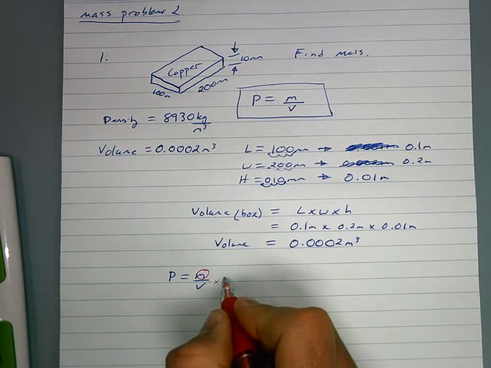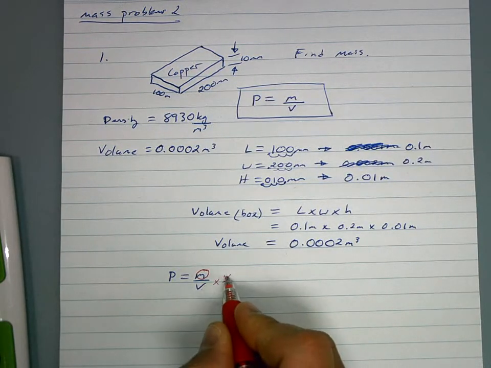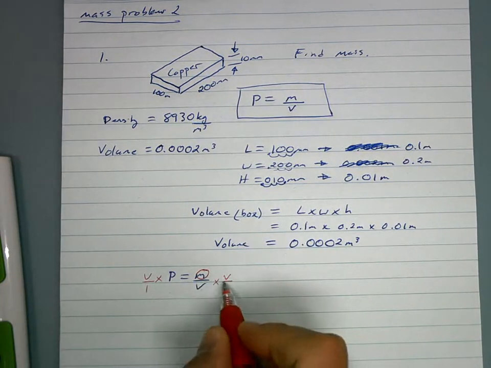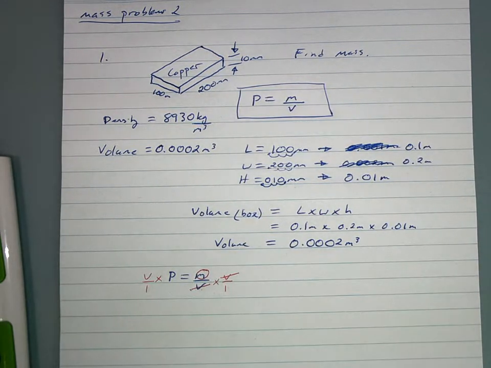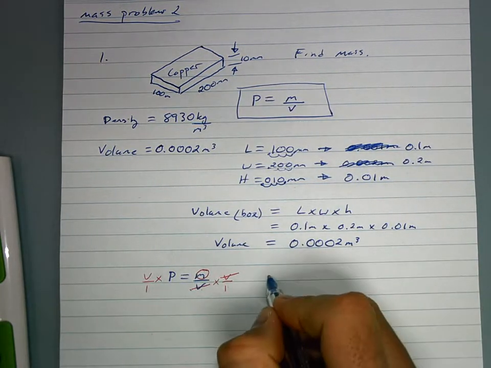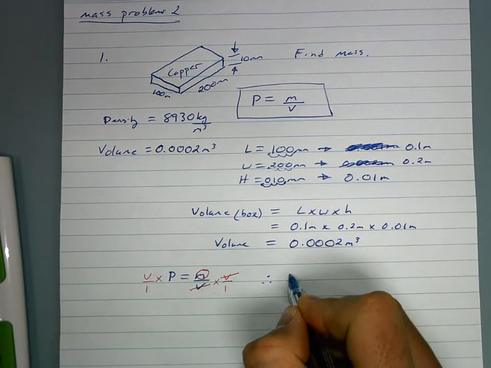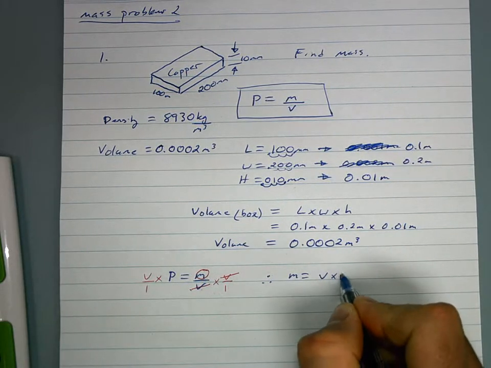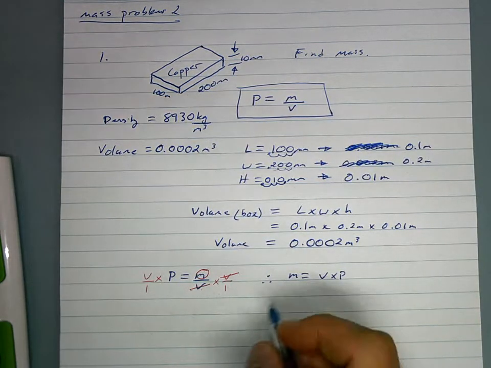So we're going to multiply that by v over 1 because it's on the bottom. If you multiply it by the opposite of itself, you've got to do both sides, that's the rule, and you'll see these cancel out. You now get mass is equal to v times rho. You can just ignore the 1 on the bottom.